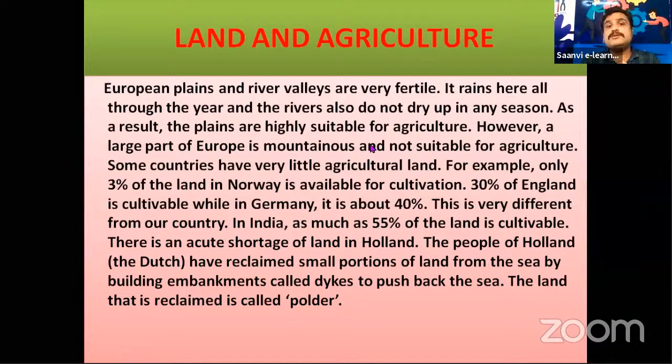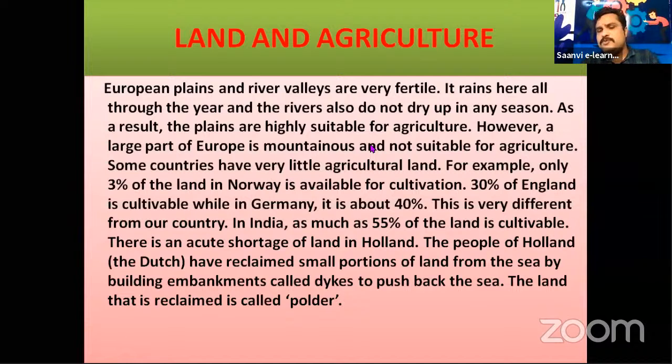There is an acute shortage of land in Holland. The people of Holland, whom we call the Dutch, have reclaimed a small portion of land from the sea. What do you mean by reclaim? Recovery: they made that land usable for cultivation by building embankments, boundaries called dikes, to push back the sea.